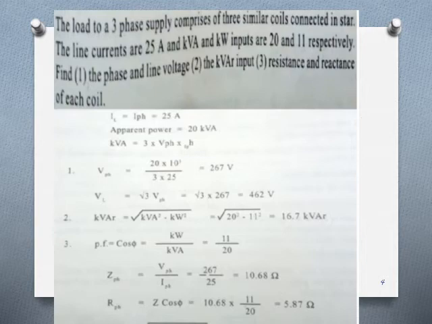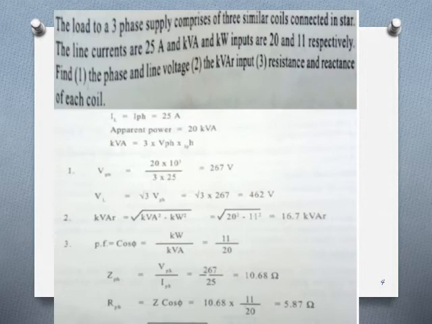So, you have found out the phase and line voltage. The next quantity you should find out is the reactive power. You know, the total power is always the square root of the sum of the squares of active power and reactive power. So, the reactive power will be the square root of the apparent power, or total power, squared minus active power squared. So, it is the square root of 20 square minus 11 square.